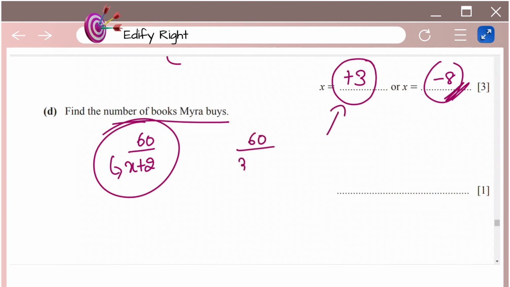So that's 60 by 3 plus 2, which is 60 by 5. That is equal to 12 books.